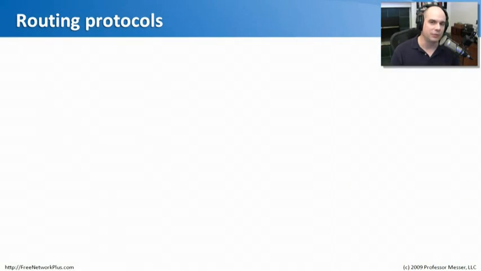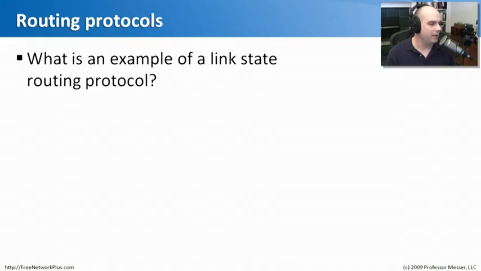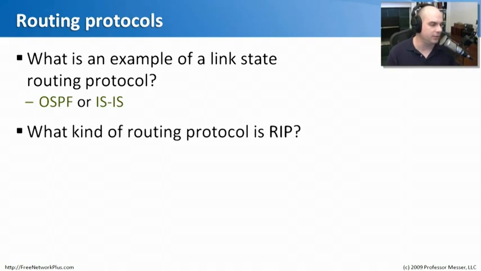Let's review some of the things we've learned in this module. From our routing protocols, what is an example of a link state routing protocol? Just pick any one of them. And if you recall back, there were two that we looked at in this module. We looked at OSPF and we looked at IS-IS. Either one of those will work as an answer to this question.